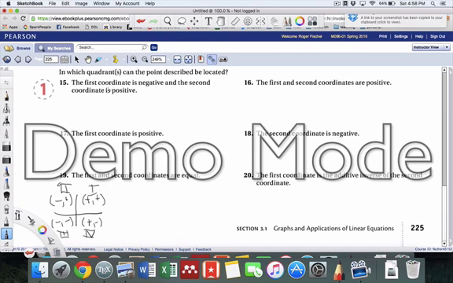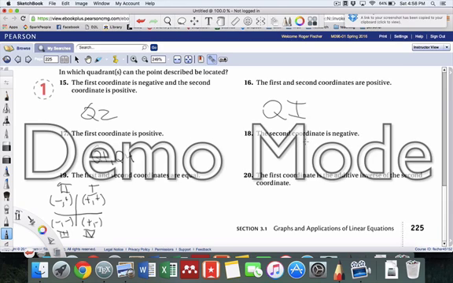So, in which quadrants can the point described be located? The first coordinate is negative, the second coordinate is positive. That has to be quadrant 2. The first and second coordinates are positive, has to be quadrant 1. If the first coordinate is positive, well, that doesn't tell us everything we need to know. If all we know is the first coordinate's positive, this could be in either quadrant 1 or quadrant 4. And that's as specific as we can be if all we know is that the first coordinate is positive.